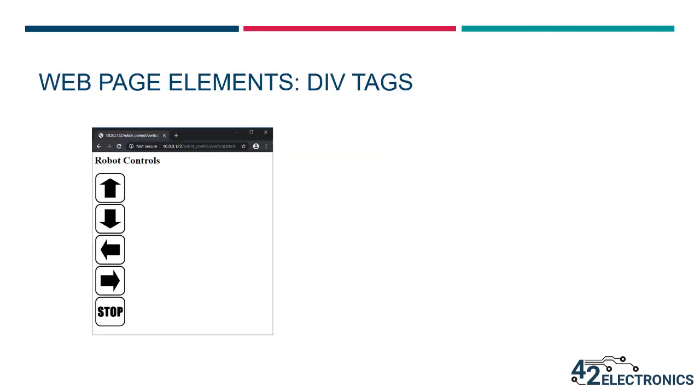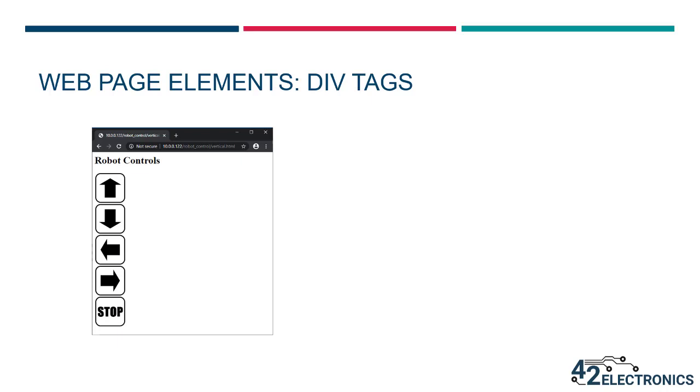The web page you'll build for controlling the robot will be very similar to the RGB LED control page that you built previously. There are a few new concepts you haven't seen before that will be used to build this page, and these new concepts are HTML div containers and JavaScript on-pointer-up functionality. Okay, so let's start with div tags.